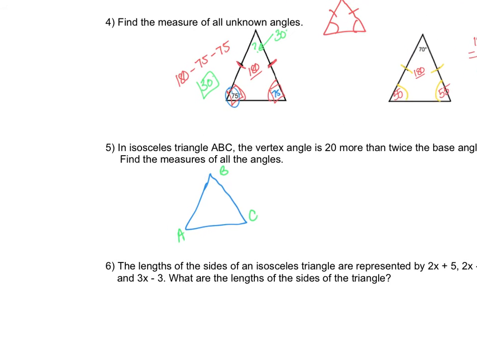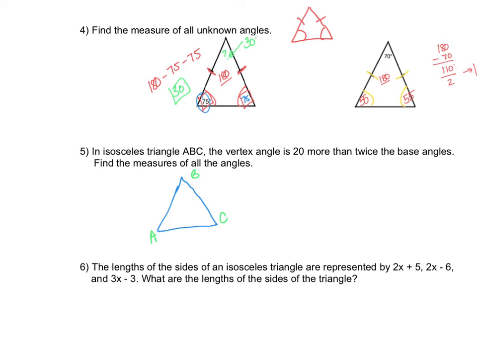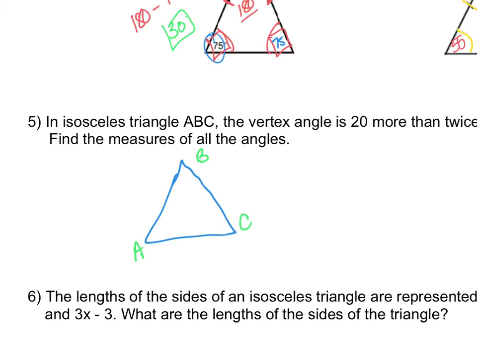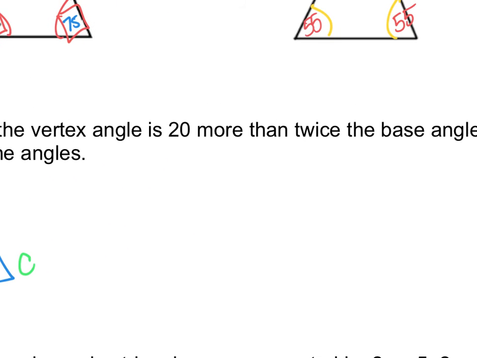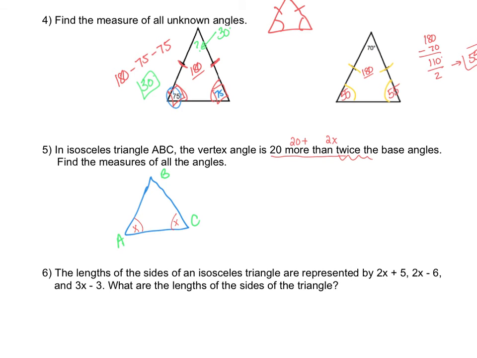The vertex angle is 20 more than twice the base angles. So in this case, I don't know what my base angles are, so if I don't know something, I'm just going to put an x. I know my base angles are congruent to each other. So 20 more is addition. Twice is 2x. So I have 20 plus 2x.